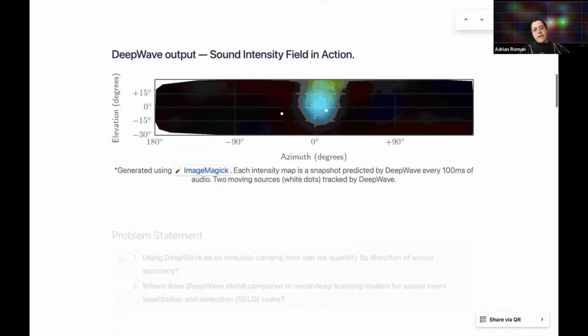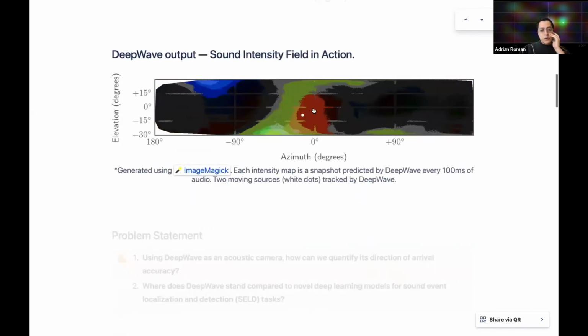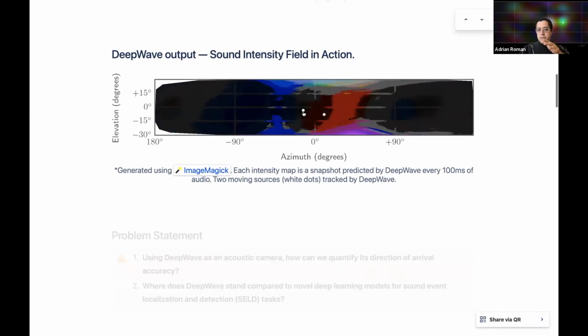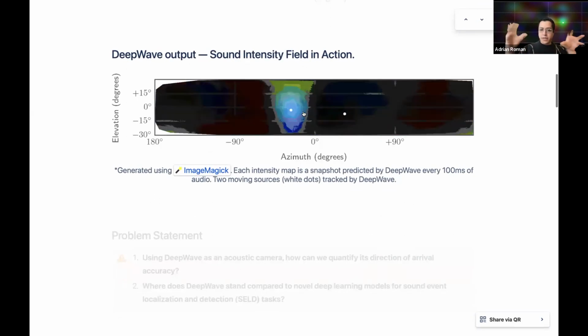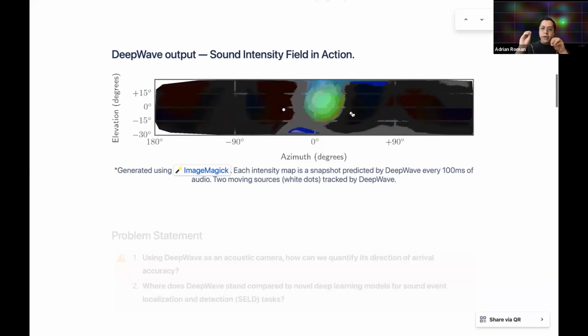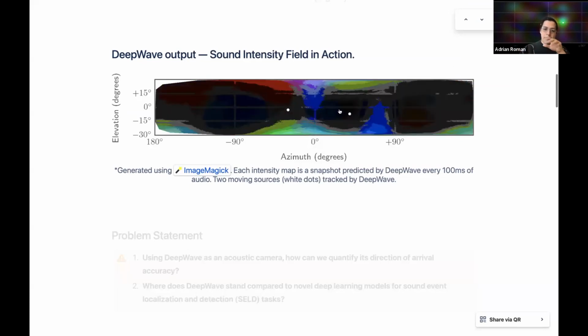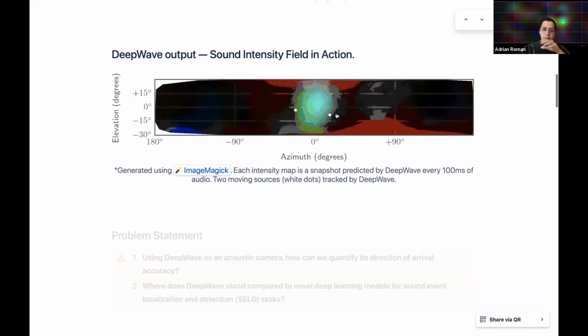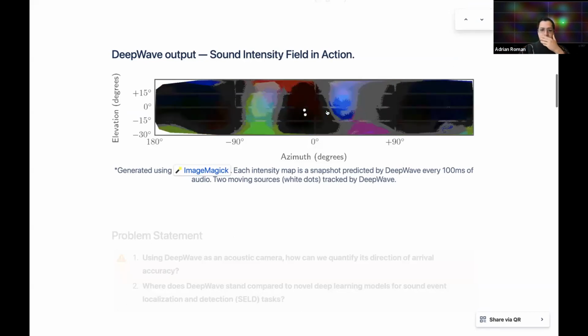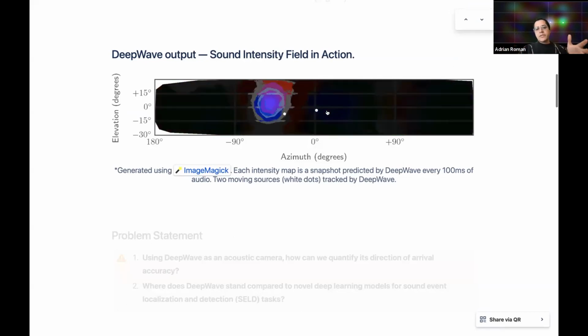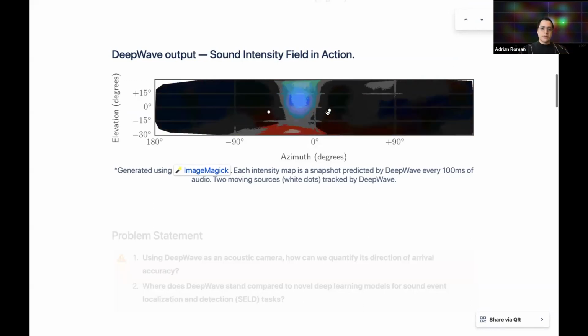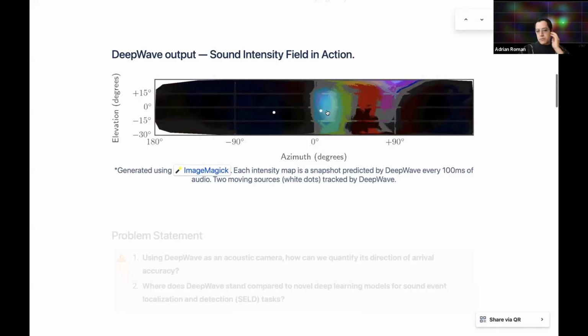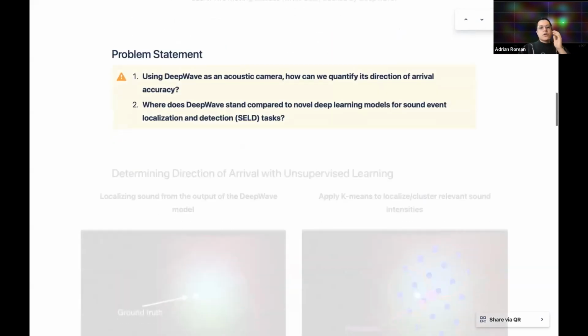And this is how DeepWave looks in action. We have two moving sources. This is people speaking. And as they speak, you can see how DeepWave highlights in this spherical map the points where it detects where the people are speaking. And this is actually the main reason why DeepWave is often called an acoustic camera, because you can visualize sound, which is pretty cool.